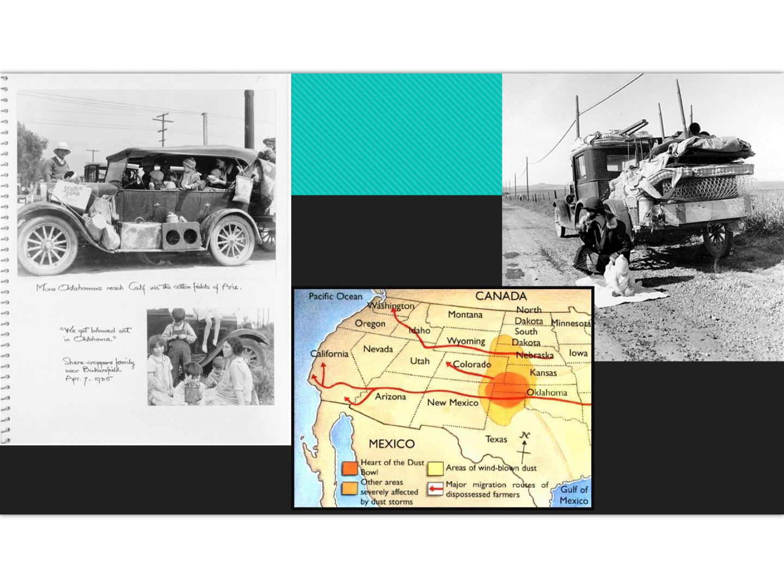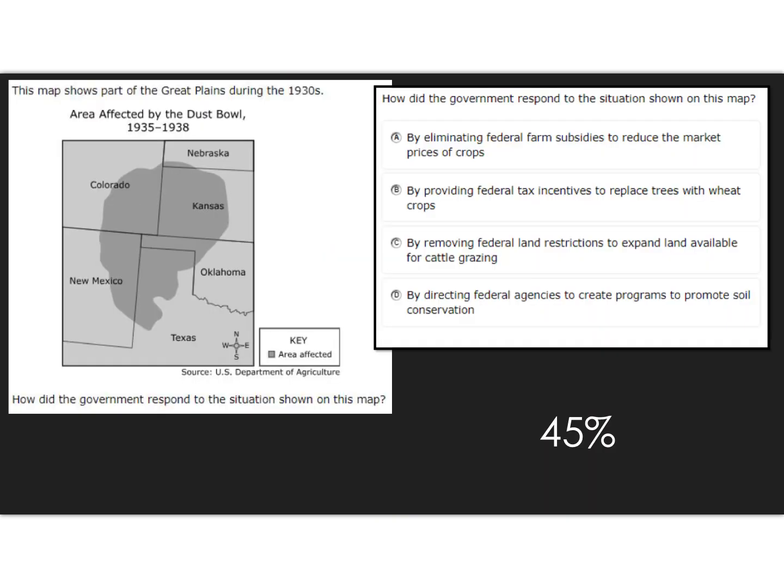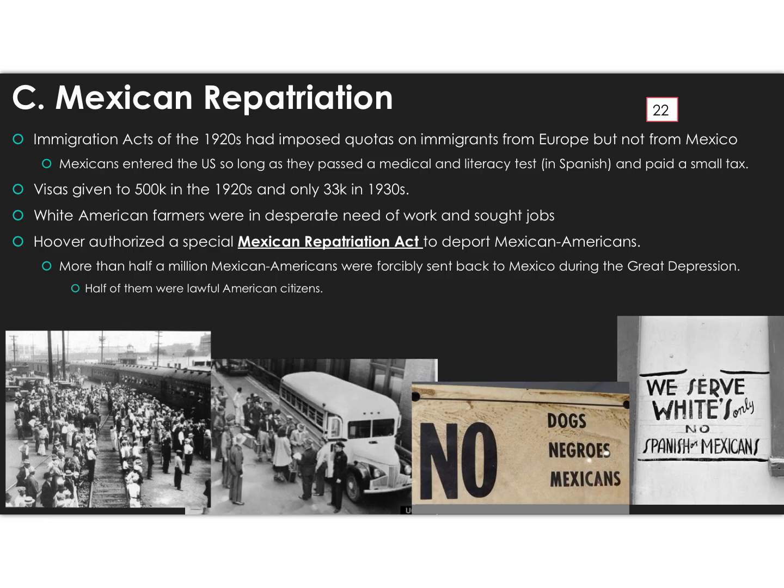Here's a picture of Okies, people who gave up and decided in the Dust Bowl area, they gave up and said, hey, we're going to head out to California to find work, or Washington, some big major city. They couldn't make it in the Great Plains. Okay, so here's some practice questions for you.